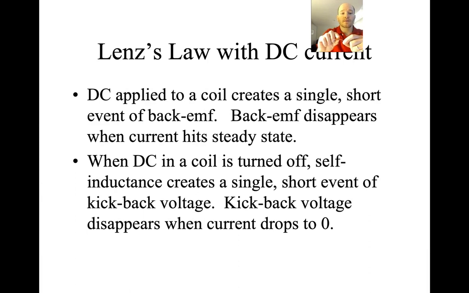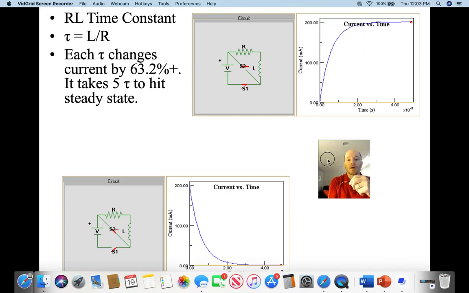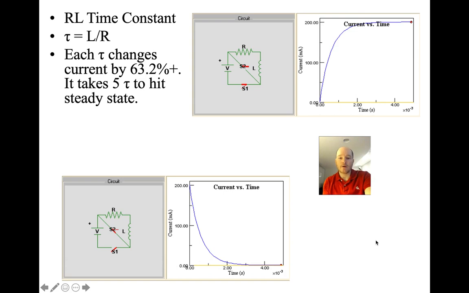Then, when the DC in the coil turns off, so the power shuts off, that magnetic field collapses, and that creates the kickback voltage that we talked about that goes in the same direction as the current that initially created it. That kickback voltage disappears when the current in the circuit drops to 0, which happens very, very quickly. Now, a normal question might be, how fast does that happen, or how can that be calculated?